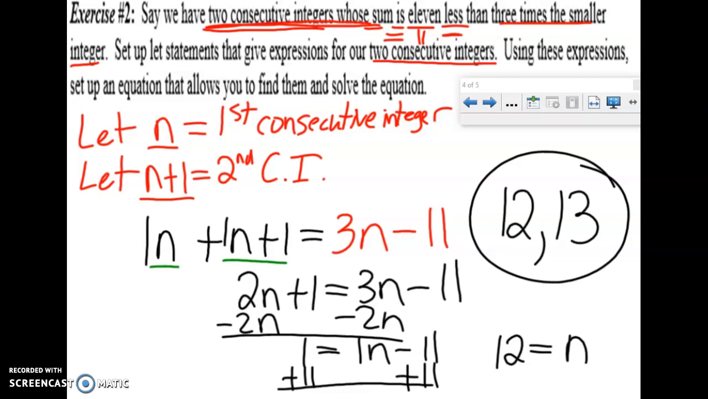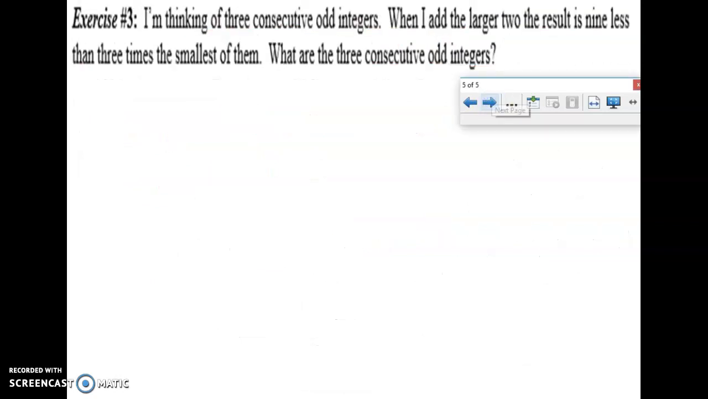All right. Let's do one more, and this time let's focus on odd integers, okay? So I'm thinking of 3 consecutive odd integers. That's going to be important for our let statements. When I add the larger 2, the result is 9 less than 3 times the smallest of them. What are the 3 consecutive odds?